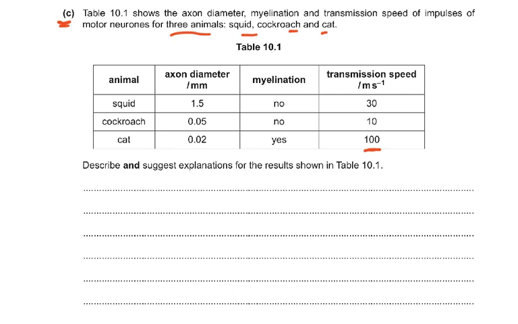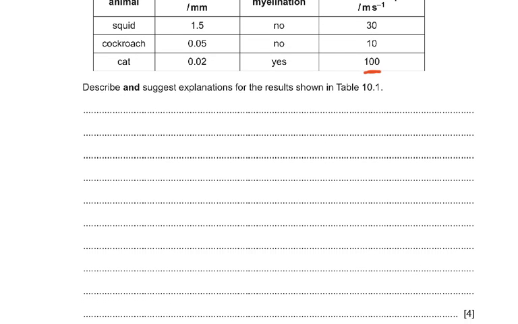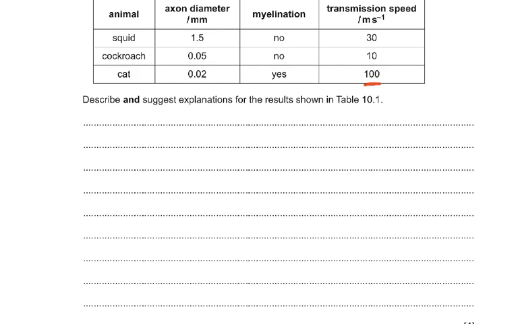So describe and suggest explanations for the result. Describe is very easy. You could have come up with: myelinated axons produce faster transmission speed. Larger diameter results in faster transmission speed, and myelination has a greater effect on transmission speed than axon diameter. So you can see the myelination was in this one, and this is 100, as compared to the diameter changing from 1.5 decreasing to 0.05. So it only decreased by a third. From 30 it went down to 10.